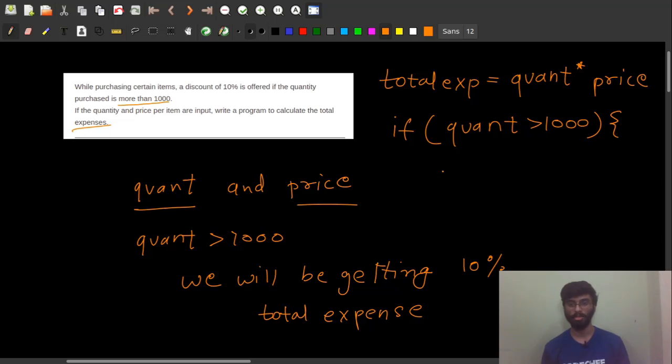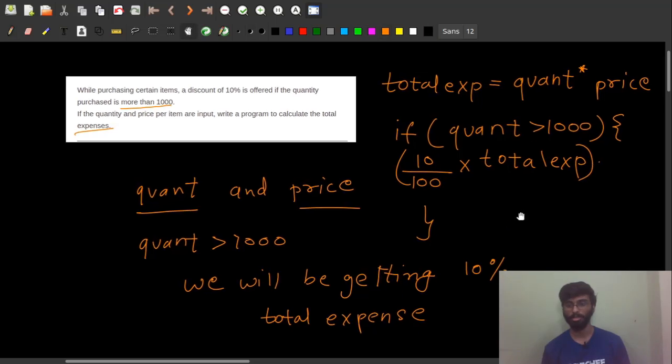Then what we have to do is subtract 10% of the total expense from it. So 10% of the total expense will be 10 divided by 100 into total expense. So this will be the 10% of total expense, and we have to subtract this quantity from the total expense.